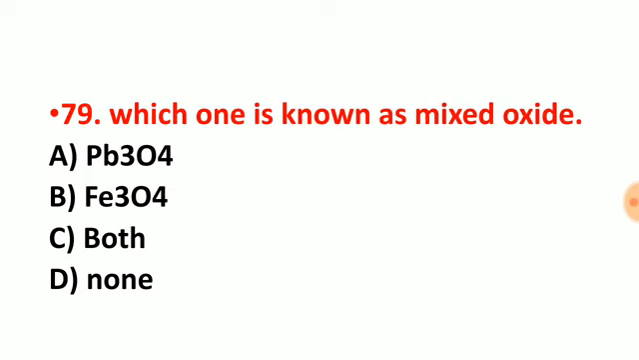FeO and O2 make Fe3O4. Similarly, if two or more oxides combine to form a new oxide, that is called a mixed oxide. So both is the right answer for question number 79.